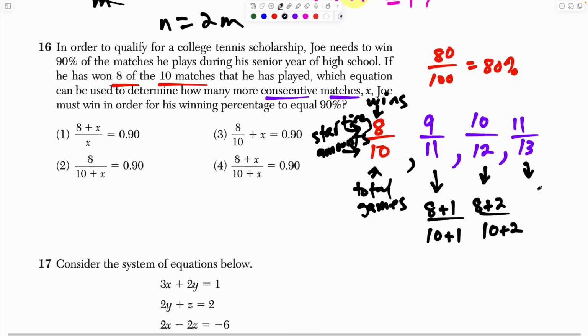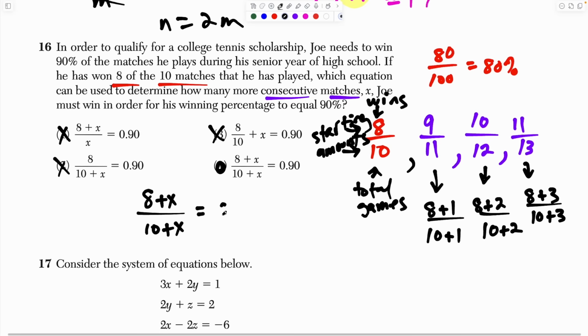And then if we look at the next one, Joe started at 8 wins, but that would be if he wins 3 games out of the next 3 matches, which would bump his win total up by 3, and the number of games he played, it would bump that up by 3. So the trend here is that the numerator and denominator are getting the same number added to them. So 8 plus x over 10 plus x is what we're looking for. And out of all of these, the only one that this is matching is choice 4. And then we set this equal to 0.90 because this represents 90 out of 100, or 90 hundredths, which is equal to 90%. So definitely choice 4.